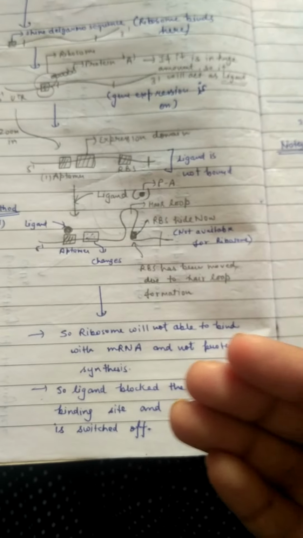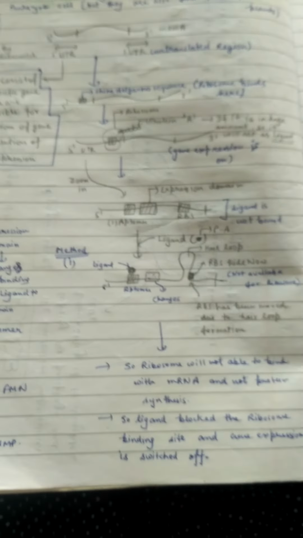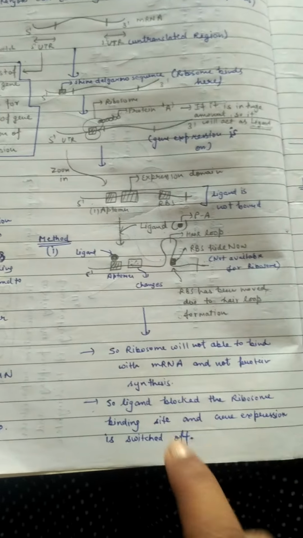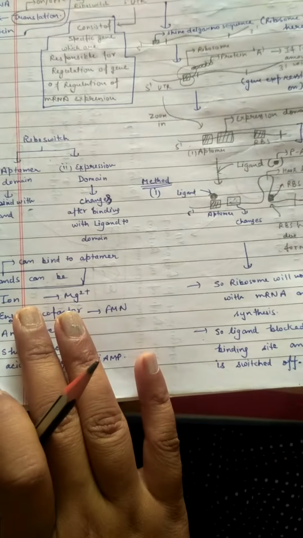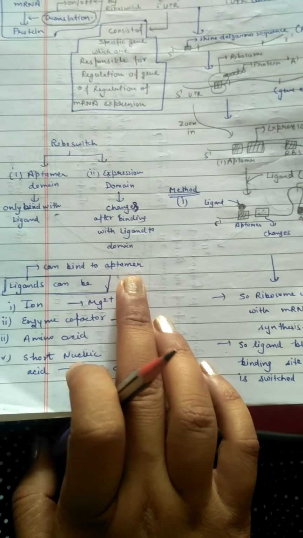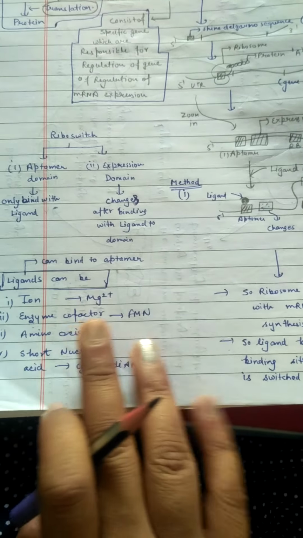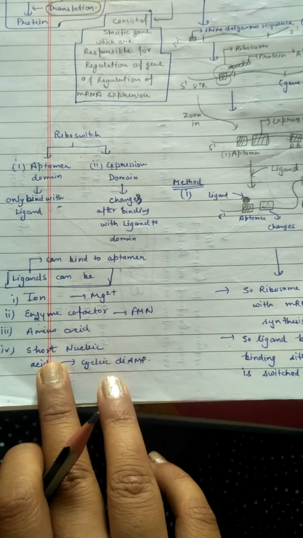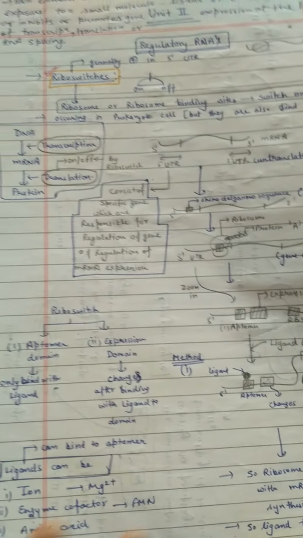As I told you, regulatory RNA can either switch on or switch off expression. So in this example, switching off the gene is represented here. The ligand can be of any type that binds to the aptamer site. It can be any ion like Mg2+, any enzyme cofactor like FMN, amino acids, or short nucleic acid sequences like cyclic di-AMP. So these can act as a ligand.